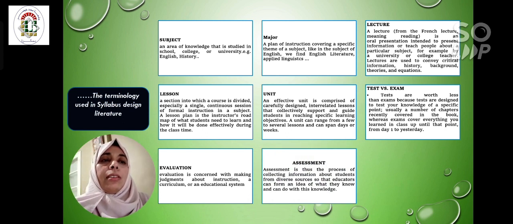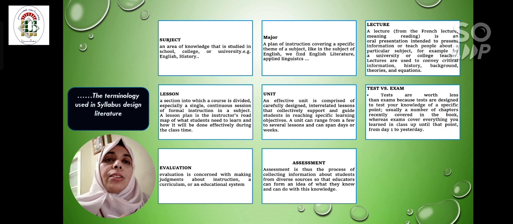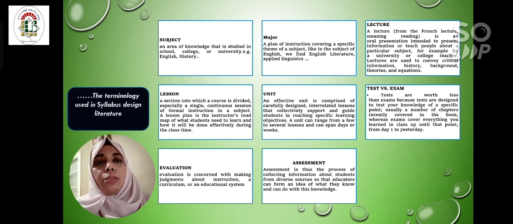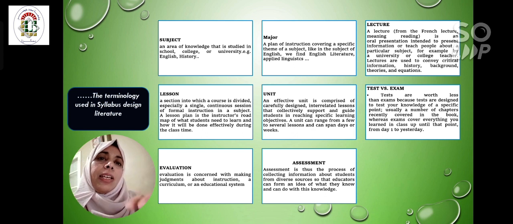Assessment is the process of collecting information. So assessment is a term used to talk about the process of gathering data about students, making a profile about each student. So gathering data about the students comes from diverse sources so that educators can form an idea of what they know and can do with this knowledge. So they will give each student a profile.